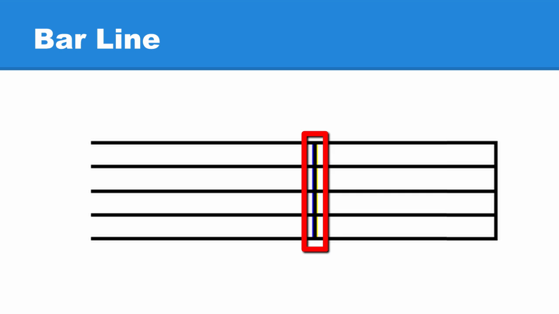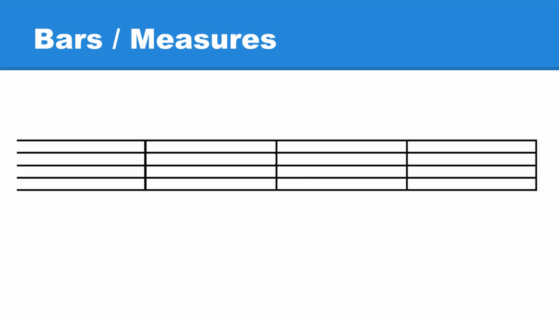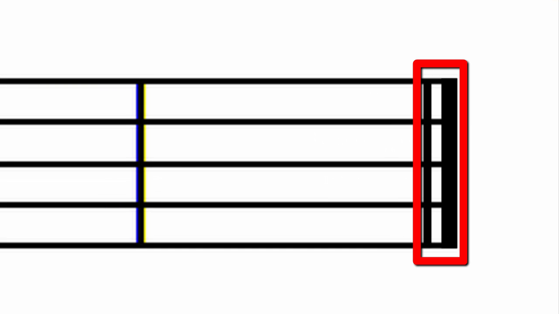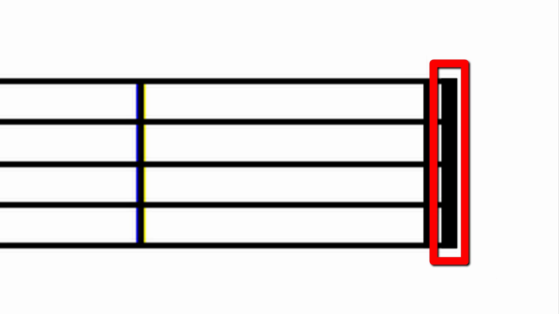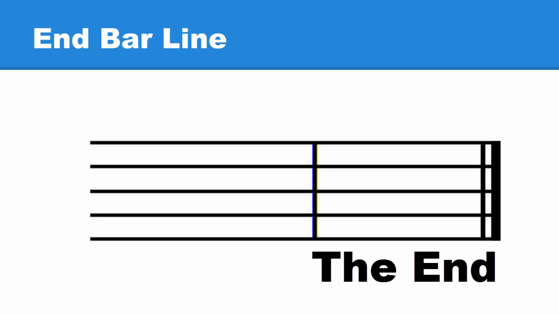Bar lines are used to divide the staff into segments of time. These are known as bars or measures of music. The last bar of music will have an ending bar line. The ending bar line has 2 lines. Note how the second line is thicker. This tells the musician they have come to the end of the piece.